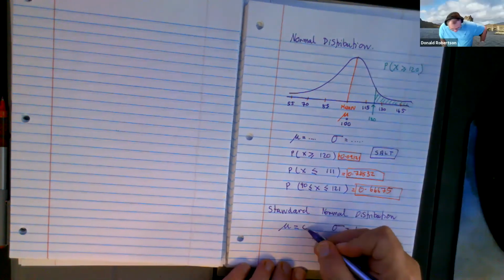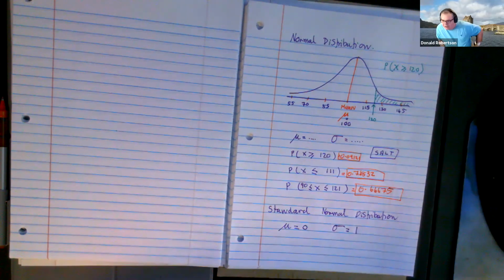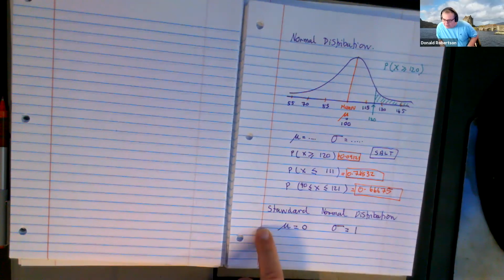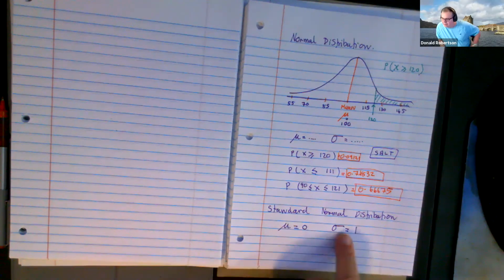Do you know if you take a whole set of data and you turn them all into z-scores, you end up with a standard normal distribution and it doesn't care what the units are. And the mean will always be 0 and the standard deviation will be 1.